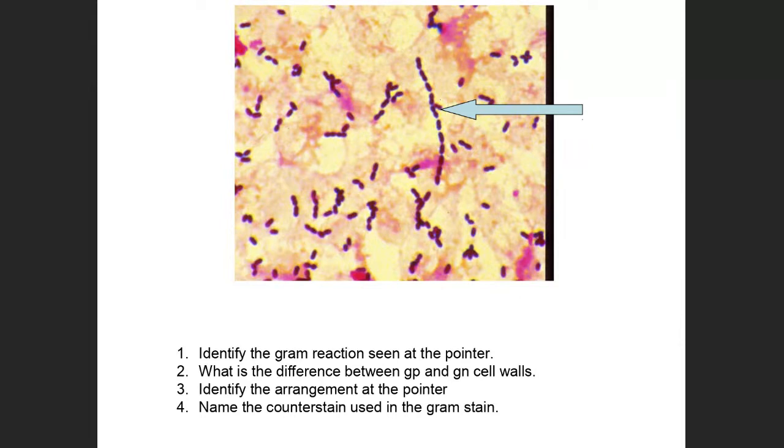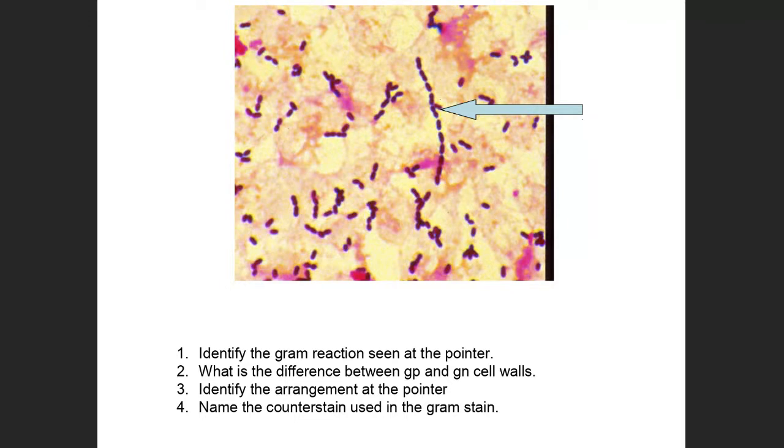You could say gram-positive have teichoic acids. That's correct. You could say gram-negatives do not have teichoic acids. That's correct also. You could say gram-negatives have a smaller peptidoglycan than gram-positives, and that's correct. So there's lots of ways to get this particular answer correct. All right. Anybody, if you've got questions, let me know.